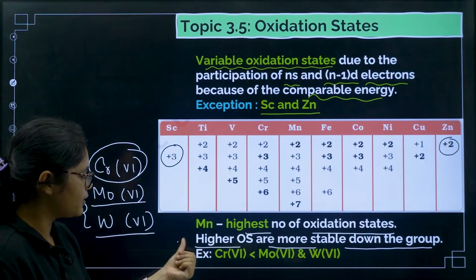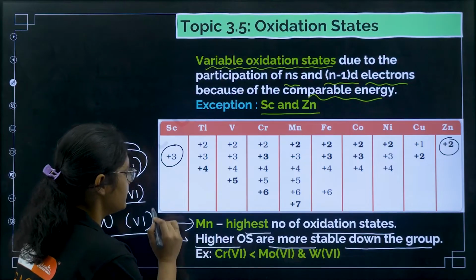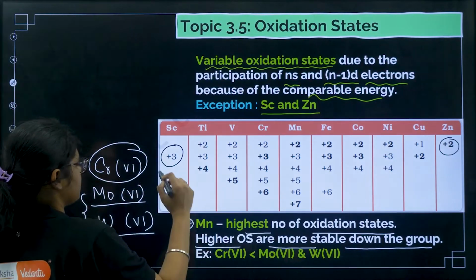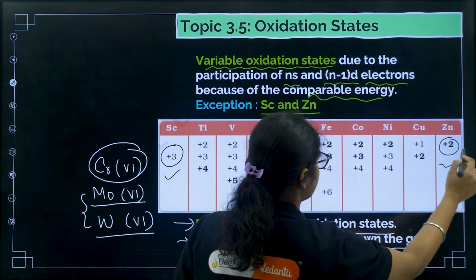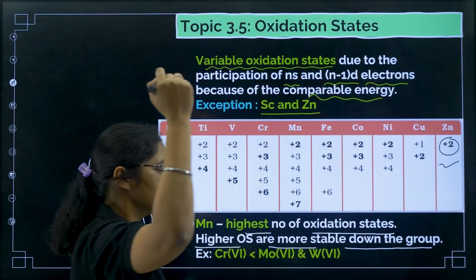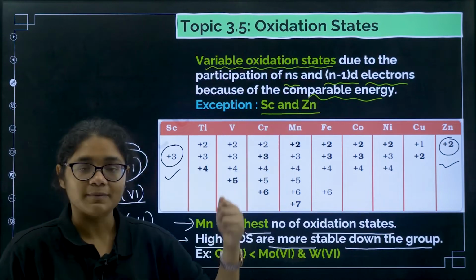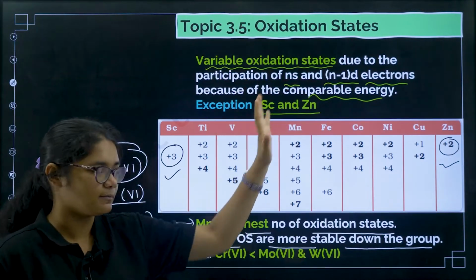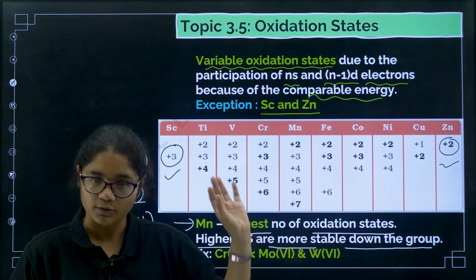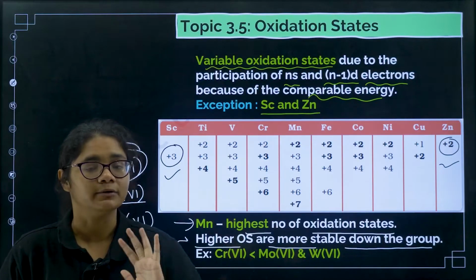This is a very important point. These two have only one oxidation state, and the reason why the others have multiple oxidation states is that all the electrons participate in bonding. So this is important in oxidation states. Note down this much and you will be able to answer every question.